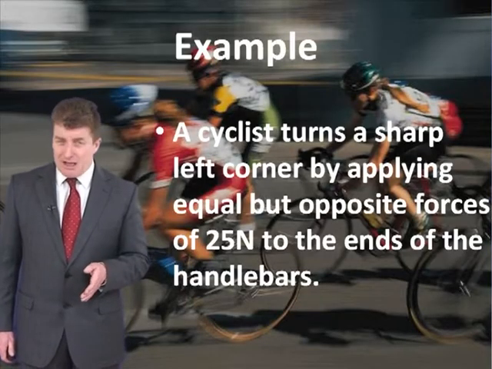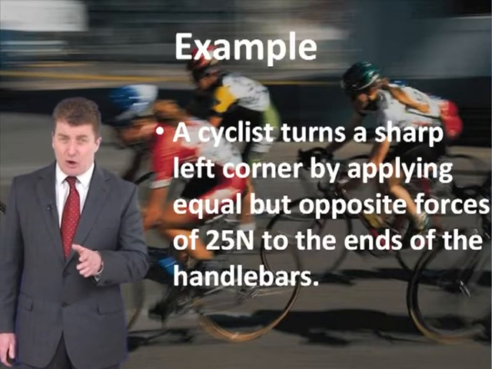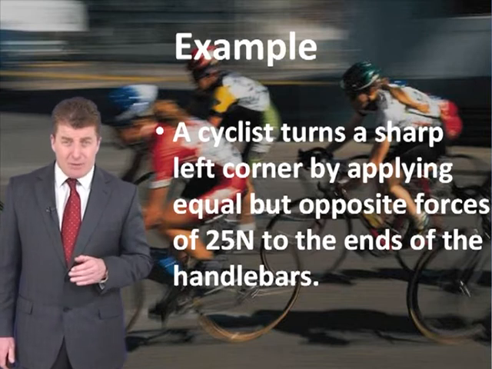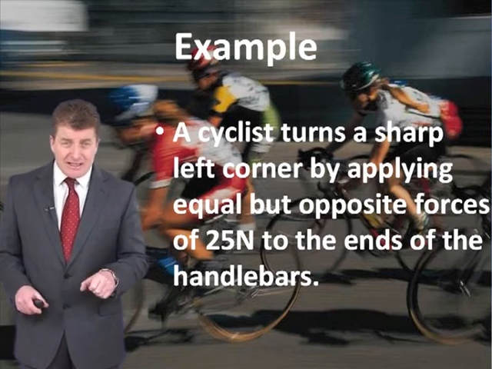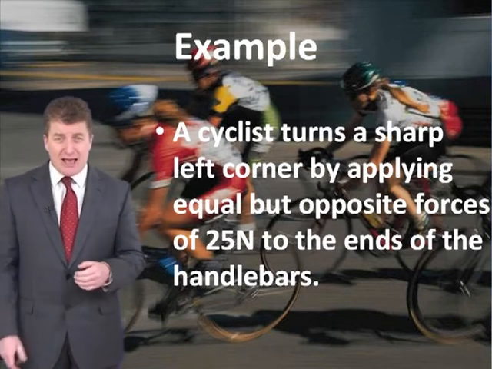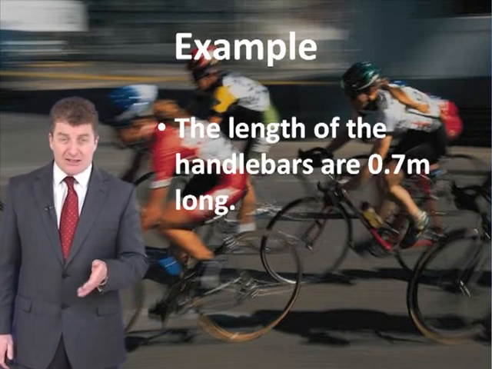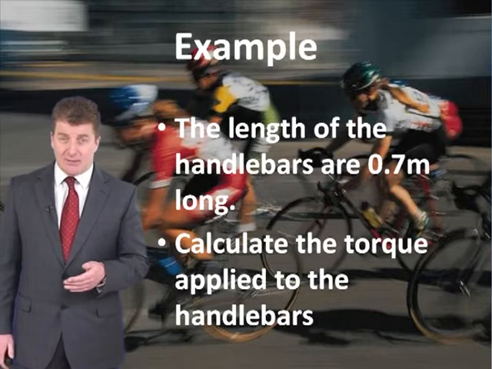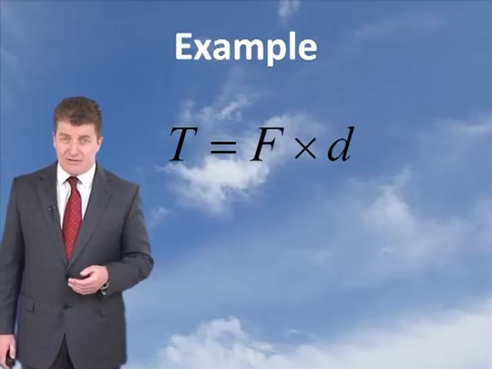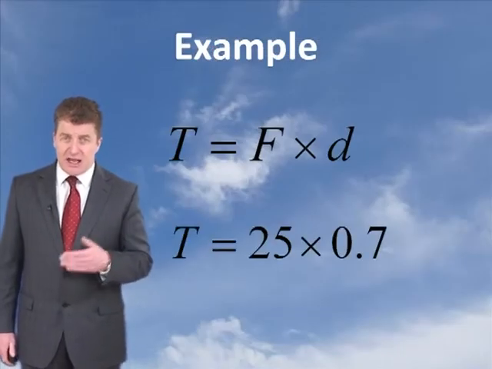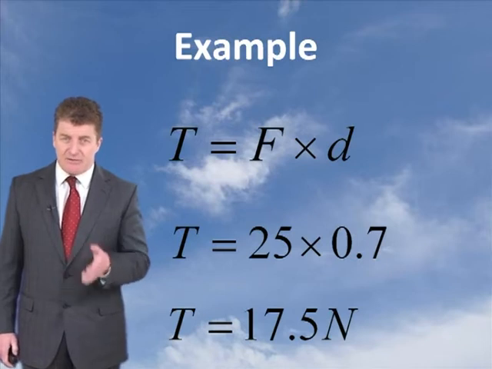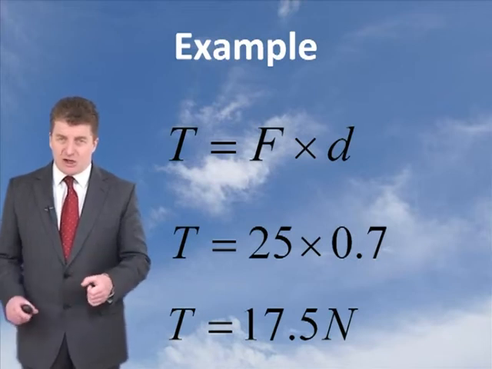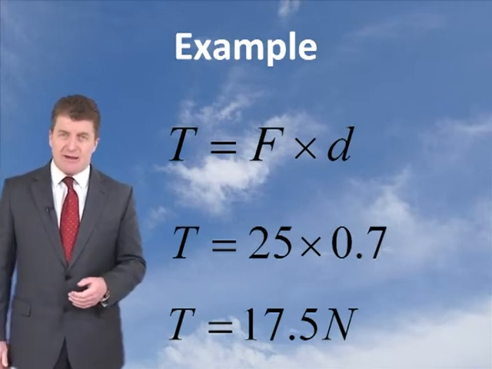Let's do an example. A cyclist turns a sharp left corner by applying equal but opposite forces of 25 newtons to the ends of the handlebars. The length of the handlebars is 0.7 metres. Calculate the torque applied to the handlebars. This is the formula, T equals F times D. Insert known data, it comes out at 17.5 newton metres. That's how you work out a couple. If you've got a couple, it's using that formula there.